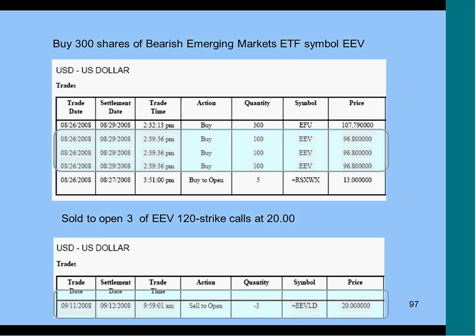And then a couple weeks later, I sold the EEV call option, 120 strike call option at 20 points. So I was establishing a covered call position in the short ETF. Now this covered call position is going to profit if the emerging market index goes down in price. So this is an example of profiting in a down market using a covered call.